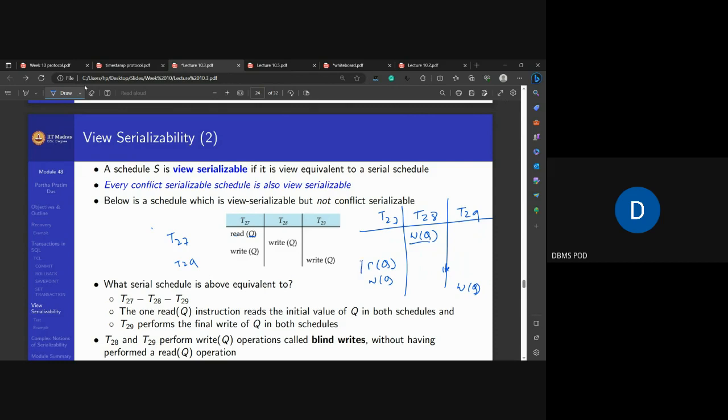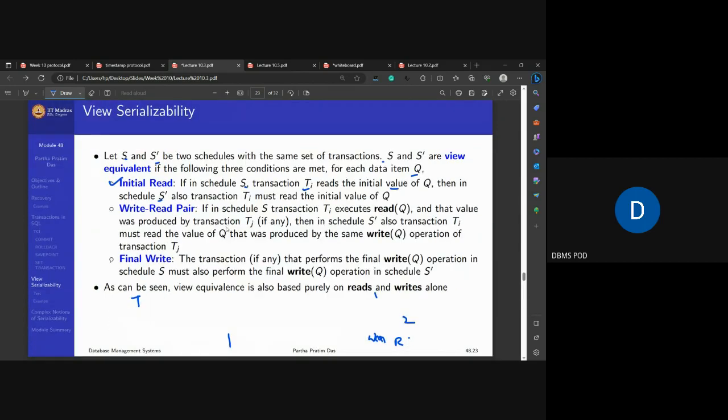Now this read Q, which value will it read? It will read the value written by T28, which is 50. But in the case of the other read Q, it will read whatever value is actually present in the database. So there is a difference. This read of the actual value in the database is called the initial read.